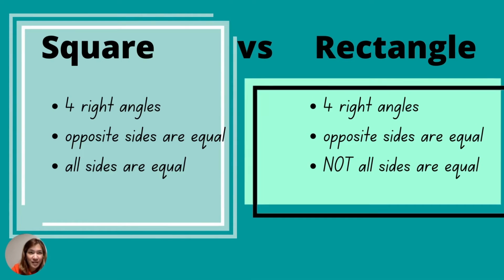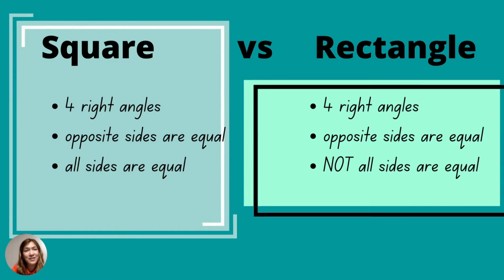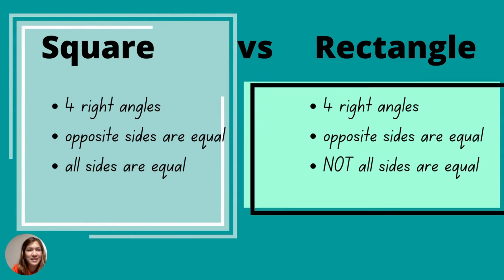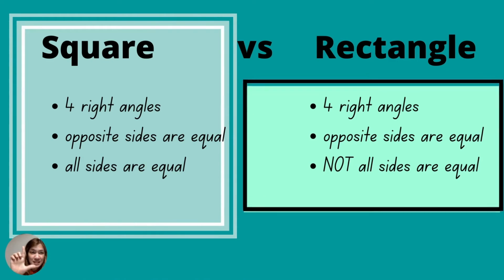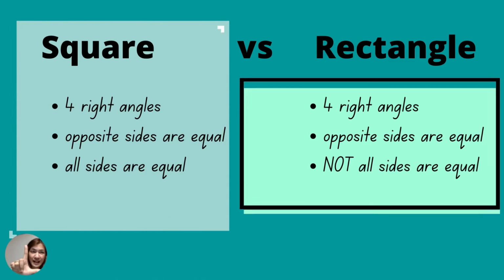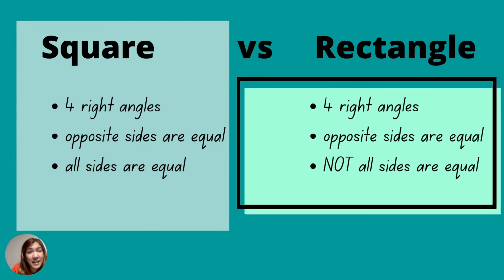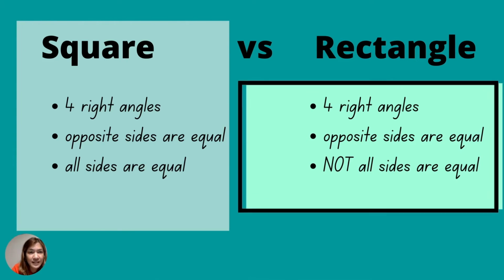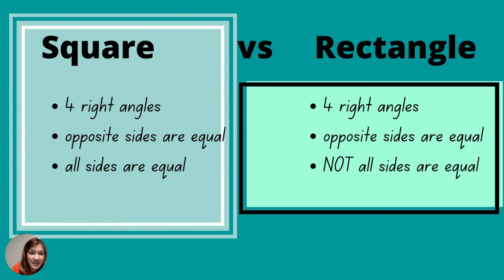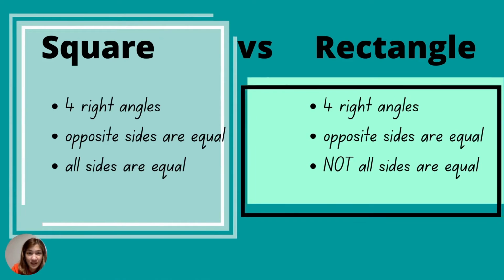So for a square, 4 right angles. You're going to learn right angles when you reach grade 4, I guess. And that means it's like this, 4 right angles. It's 90 degrees. And then opposite sides are equal. So this side and that side and that side. Okay, or all sides are equal.